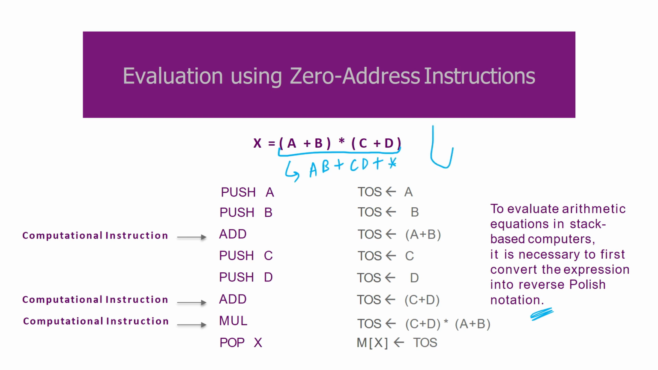Now how to solve this? A and B are pushed, plus comes up, A plus B is done, then C and D are pushed, then again plus comes up, A plus B, C plus D, then multiply comes up, the final answer is A plus B multiply C plus D. So I have just summarized how to evaluate the postfix expression.